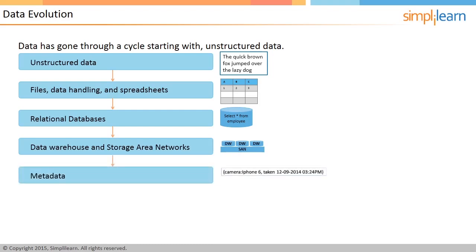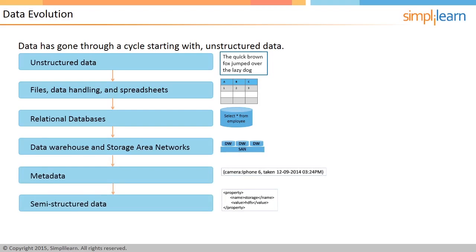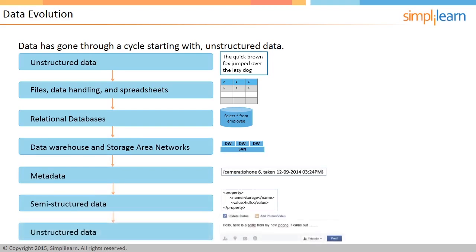Finally, with the advent of social media such as Facebook and Twitter, unstructured data has exploded in the last few years. The images depict data evolution, starting with unstructured data through a structured database and ending with unstructured social media comments.